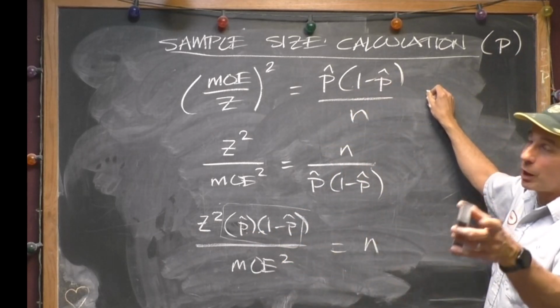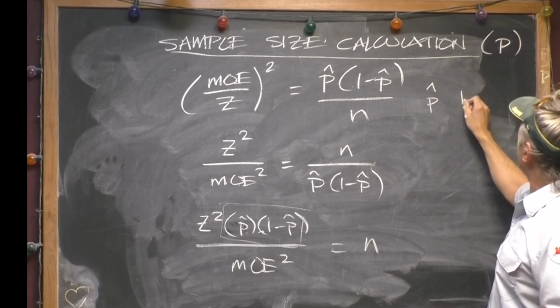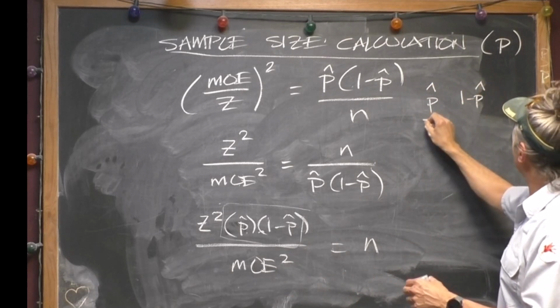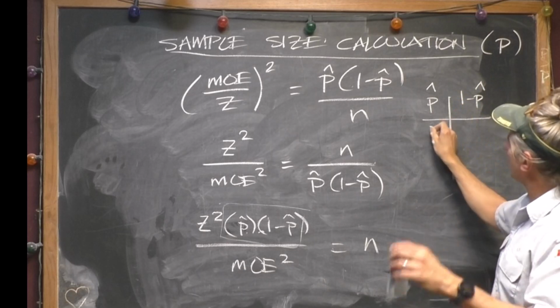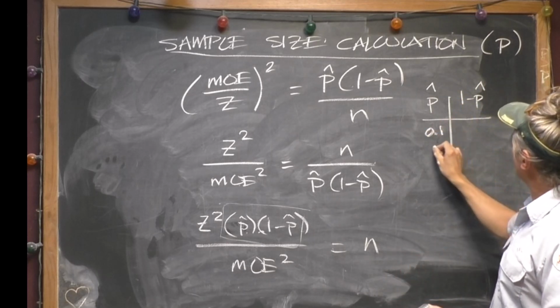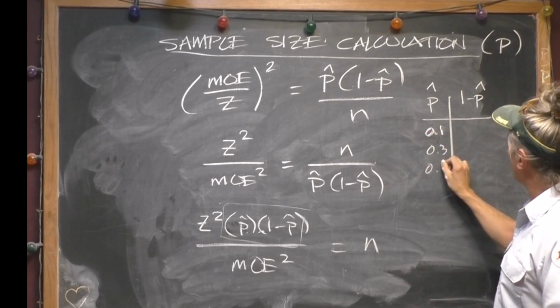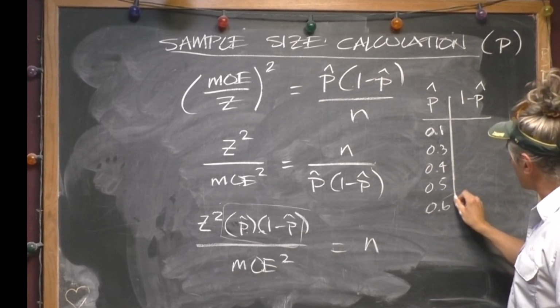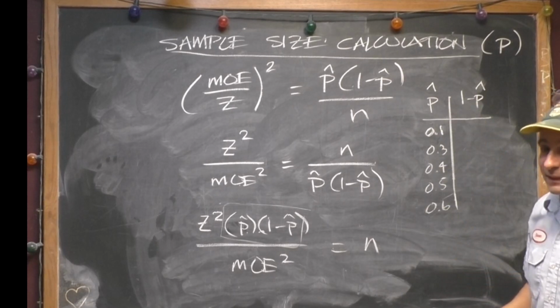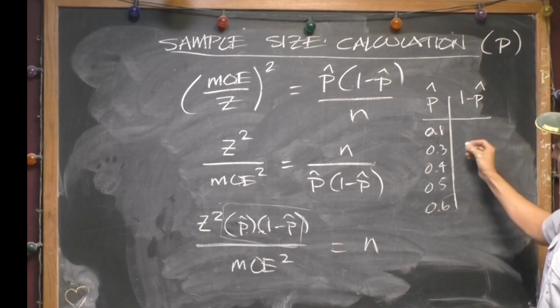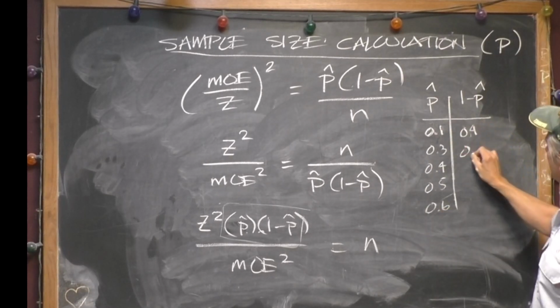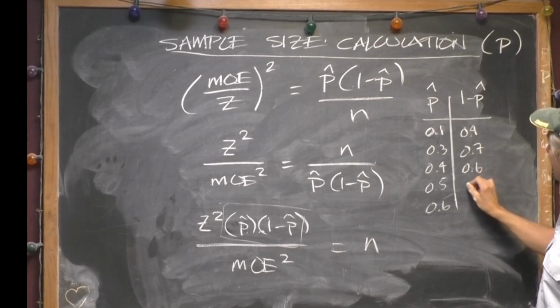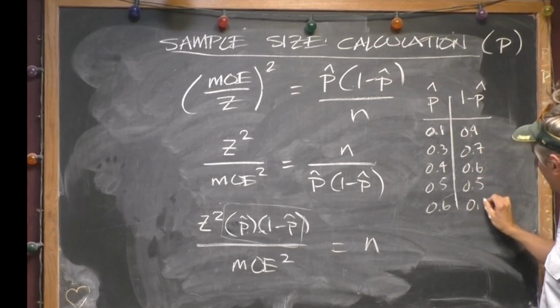You can see what I'm talking about here maybe. p hat, 1 minus p hat. Okay, so if p hat is, let's start with 0.1, maybe 0.3, 0.4, 0.5, and then see what happens if we go past 0.5, maybe 0.6. These are all probabilities that we could get from the study. That means 1 minus p hat is going to be whatever's left. So that's 90%, 70%, 60%, 50%, 40%.